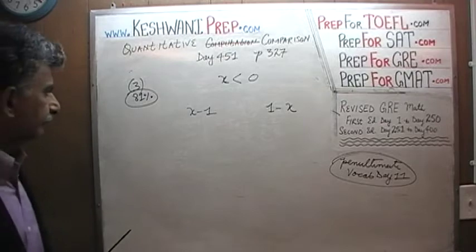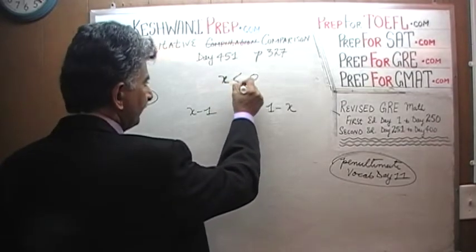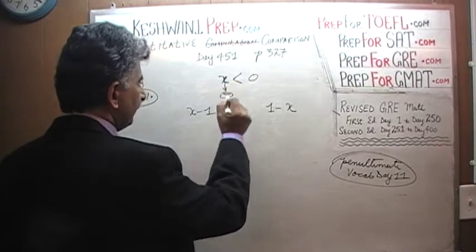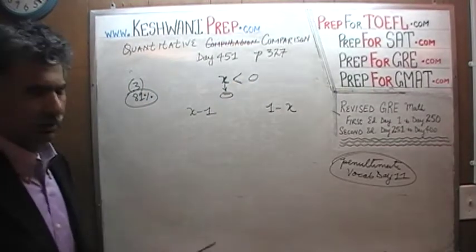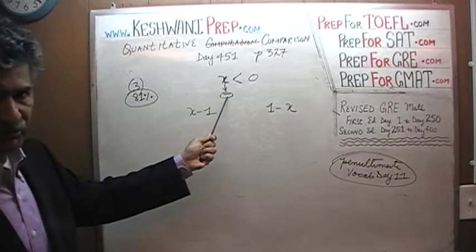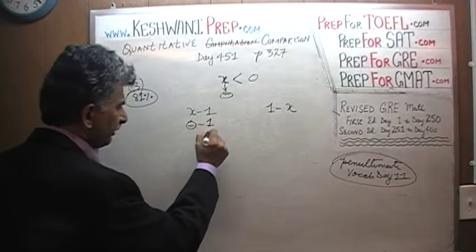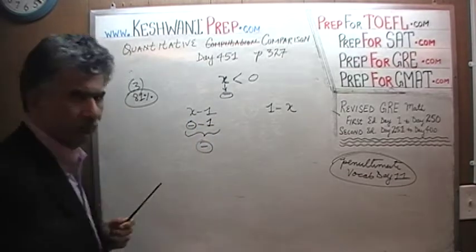Alright, here we go. We are told that x is less than 1, which is the same as saying that x is negative. X is a negative quantity because it is less than 0. Not less than 1 rather, I meant to say less than 0. Since x is less than 0, x is a negative quantity. So this x here is a negative quantity minus 1, which means this entire thing is going to be negative.